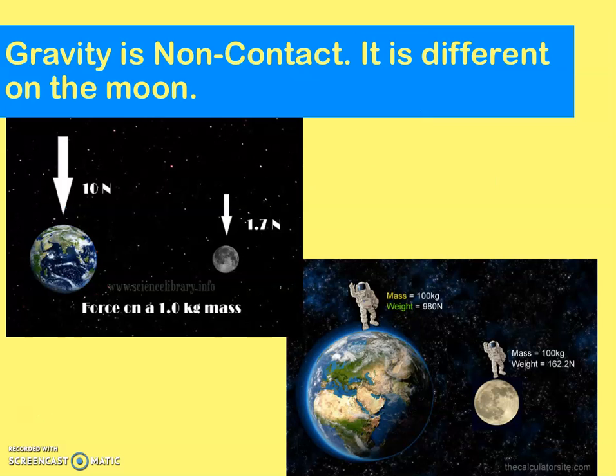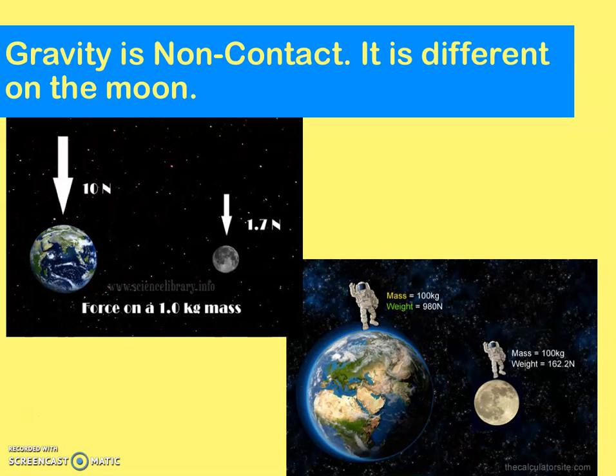Okay, so gravity is a non-contact force. We cannot see it. It does not physically touch us in order to pull us down to the ground. It is different on the moon and on all the other planets.